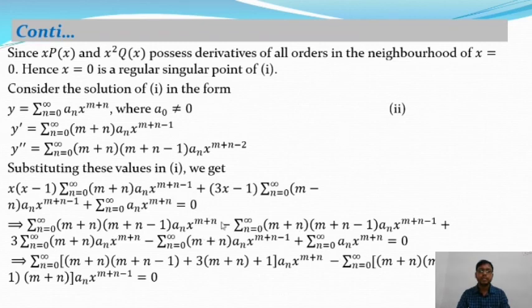So from this one, and from this series solution we will get summation n is equal to 0 to infinity [(m plus n) into (m plus n minus 1) plus 3 into (m plus n) plus 1] a_n x to the power m plus n. So this is the coefficient of a_n x to the power m plus n, and the second one, so this is the coefficient of a_n x to the power m plus n minus 1.